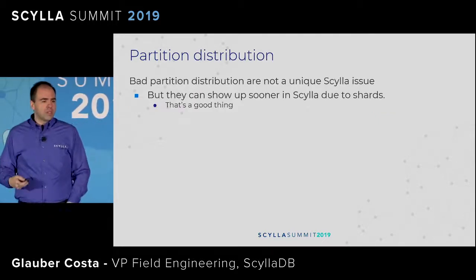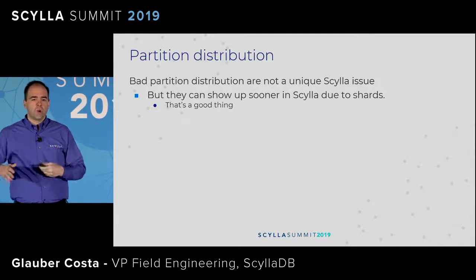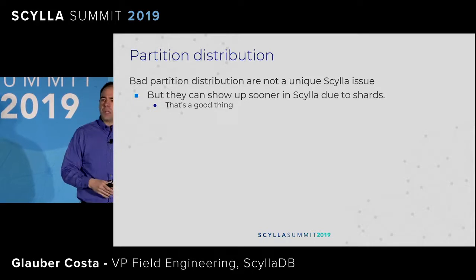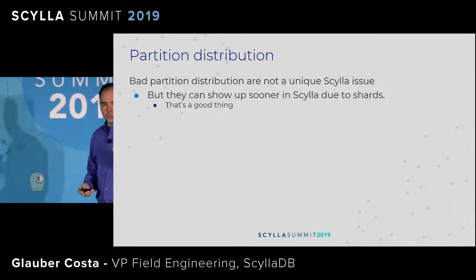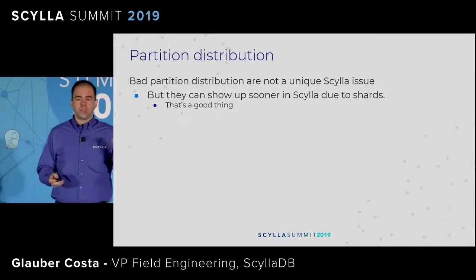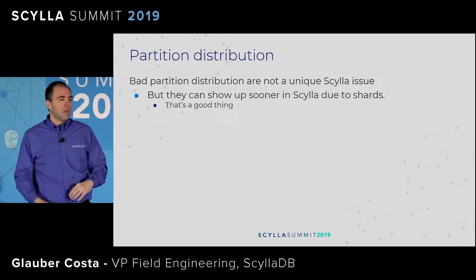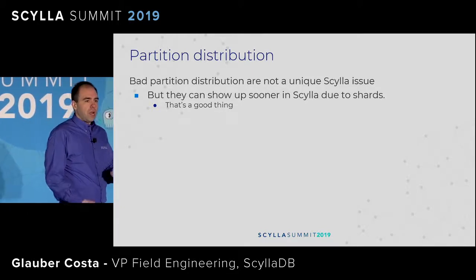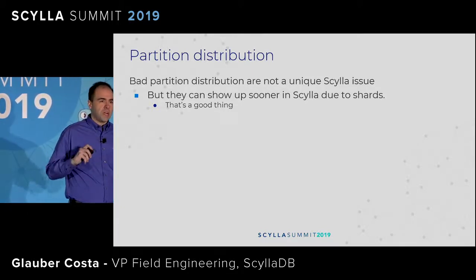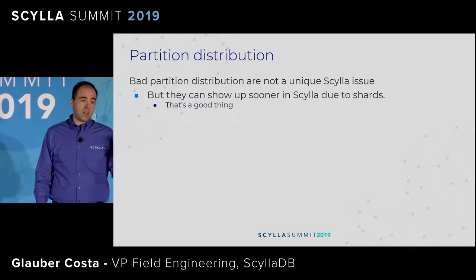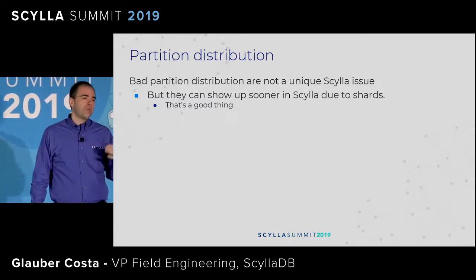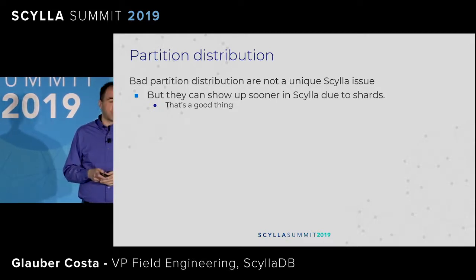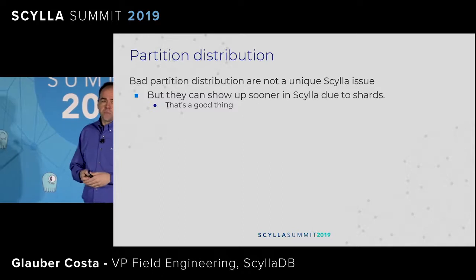Bad distribution is not a unique Scylla issue. Bad distribution is essentially when you query some partitions more than others. But in Scylla, you tend to see this issue sooner. Why? This is especially for the folks coming from Cassandra. Cassandra shards things at the node level. So if you have a hot partition, you might not even notice it because the entire node is handling it. Maybe if you have 100 nodes, you will notice. But maybe you started with 3 and a replication factor of 3, so it's impossible to have a hot partition issue. You don't notice.